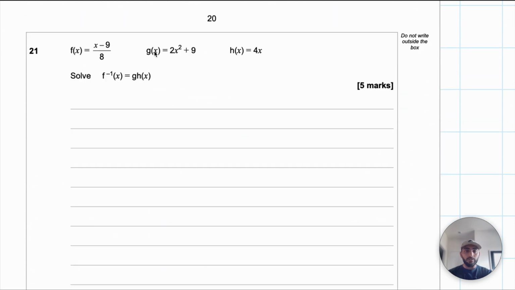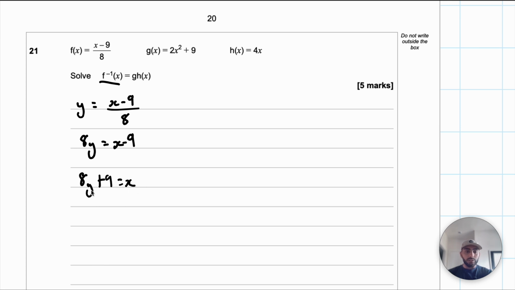Question 21, we've got f of x, g of x, and h of x. Solve the inverse of f of x equals g of h of x. Let's first concentrate on making this the inverse of f of x. So I'm going to set this equal to y is equal to (x minus 9)/8. I'm trying to make x on its own. So the first thing I need to do is remove this fraction by multiplying both sides by 8. So it's 8y is equal to x minus 9. Add 9 to both sides, so 8y plus 9 is equal to x.